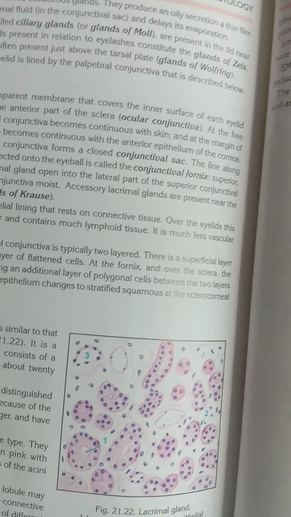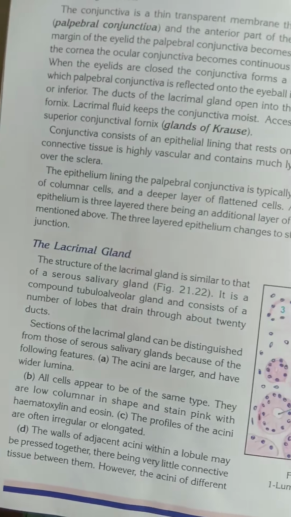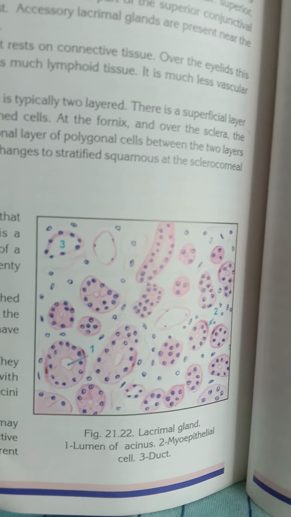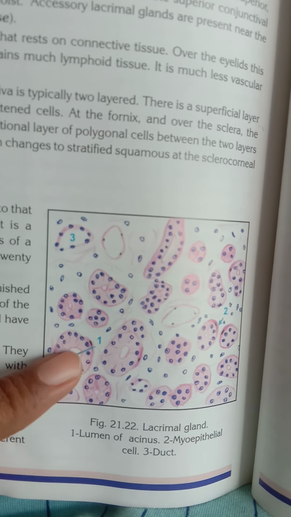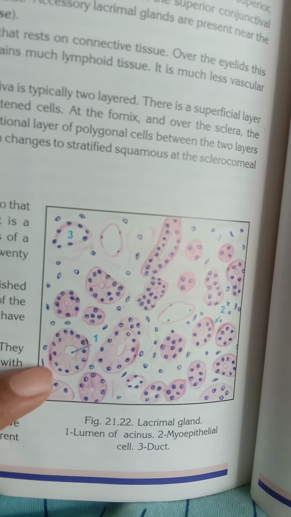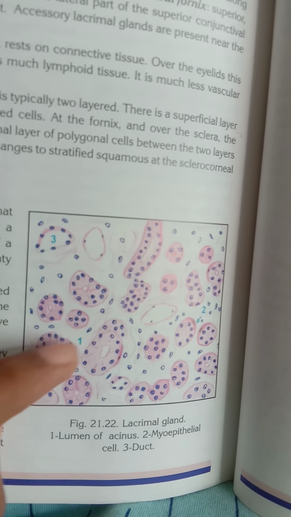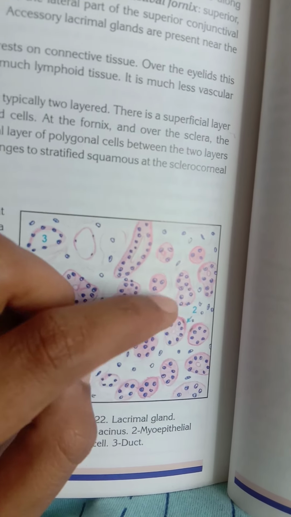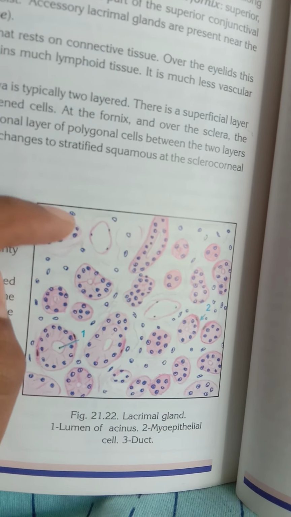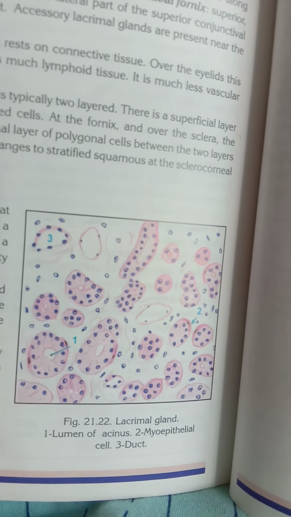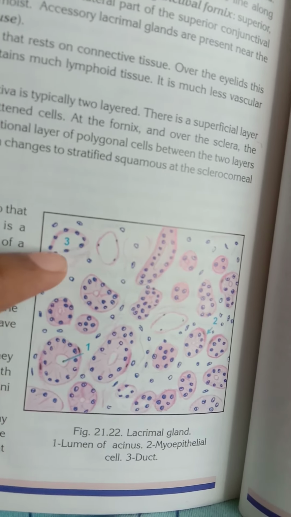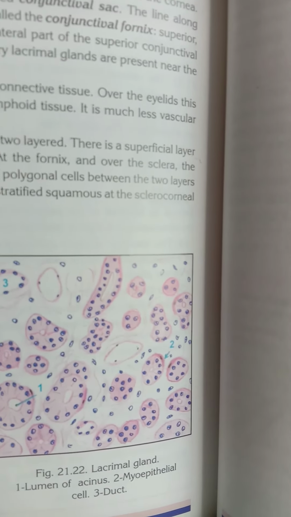And next, the lacrimal gland. We know it is our tear gland. So let us understand about our lacrimal gland. You can see the first one is a lumen, in between the acinus, and next we have the myoepithelial cells. These are the myoepithelial cells you can see over here, and the third one is the duct. The duct is the one having a more hollow, wider lumen, with some cells you can see here. So this is a lacrimal gland.